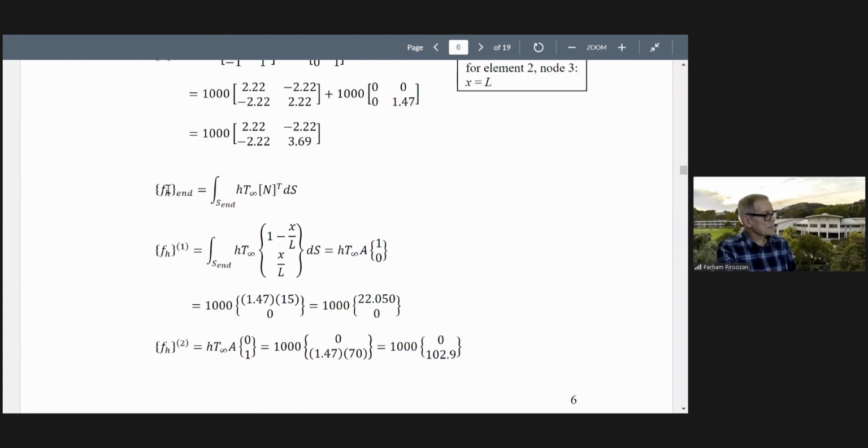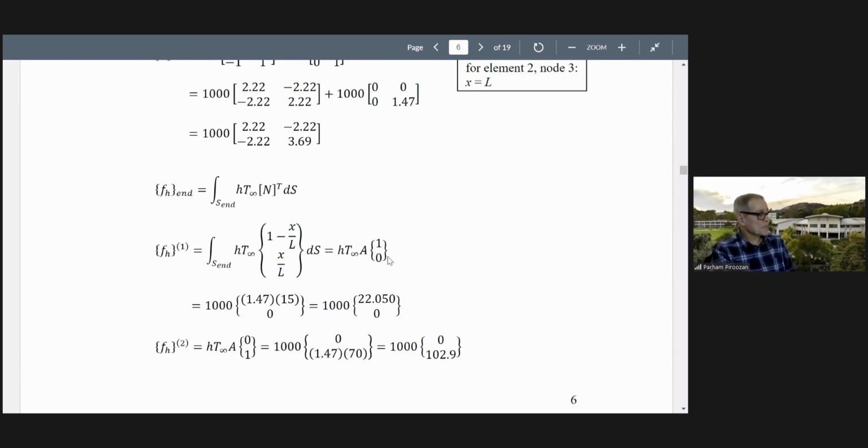For F, the same thing with flow vector. This would be this one because there is convection from the tip of this, and that gives K F for element 1. For element 2, the same situation. This is 1 and 0, this is 0 and 1. Plug the values, we get this one.